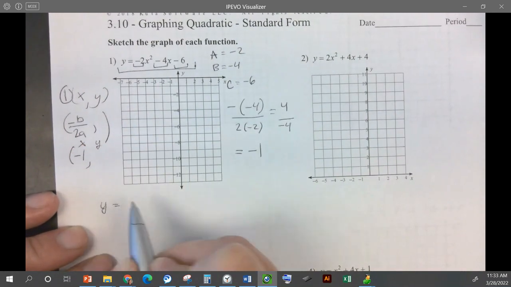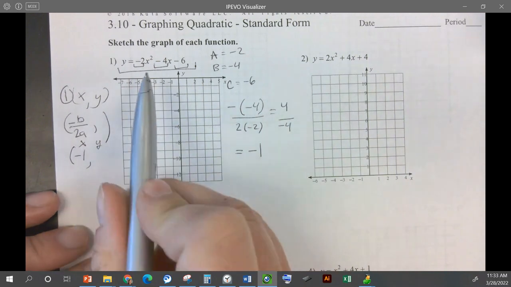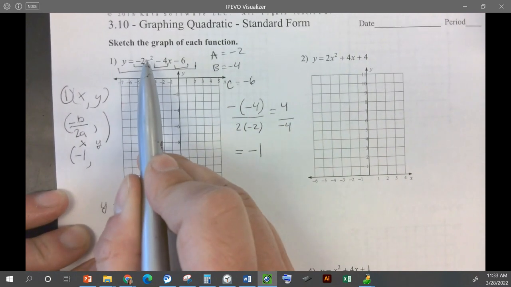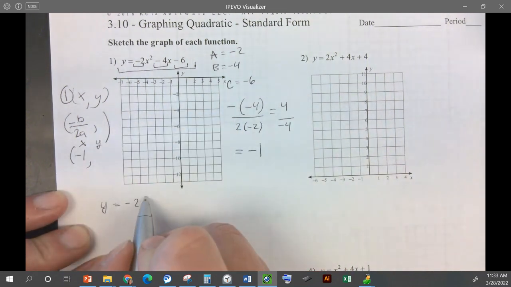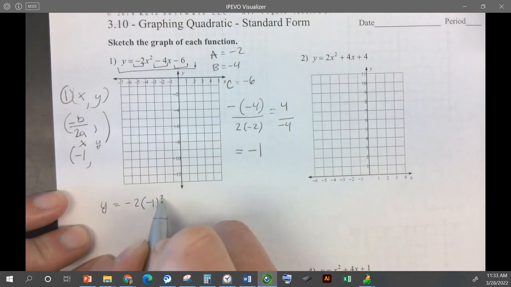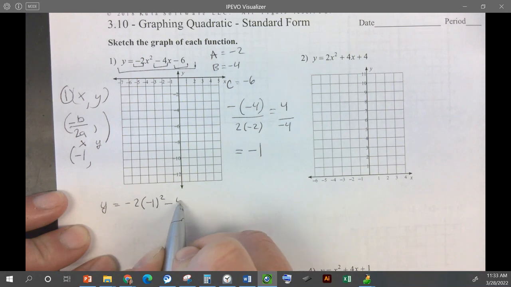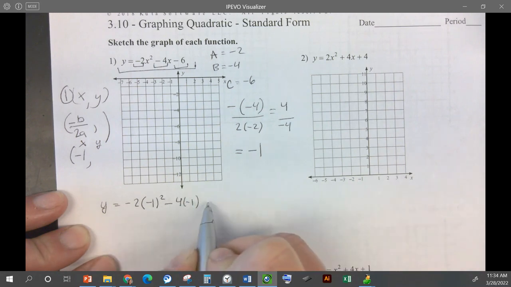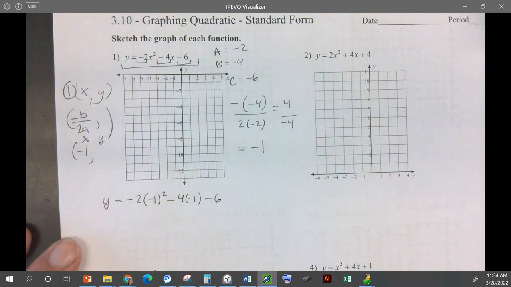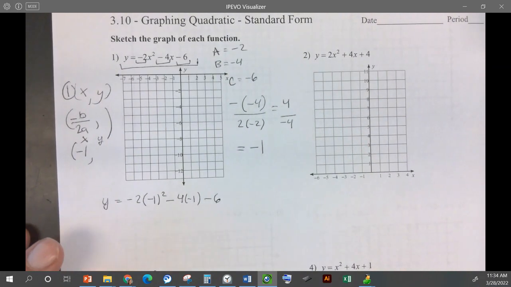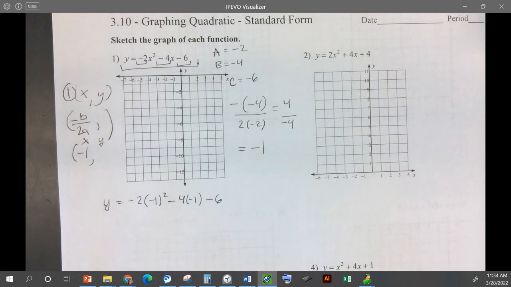So what is y when we have, I'm just rewriting everything and changing x to negative 1. So negative 2 times negative 1 squared minus 4 times negative 1 minus 6. Okay, questions on where I got that? Does that make sense? All right, then I'm just going to simplify.